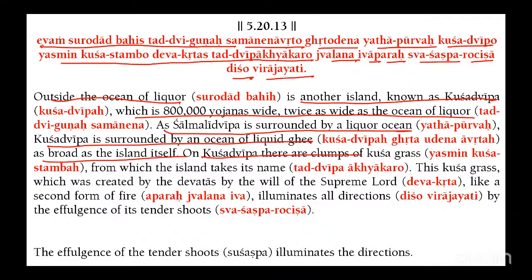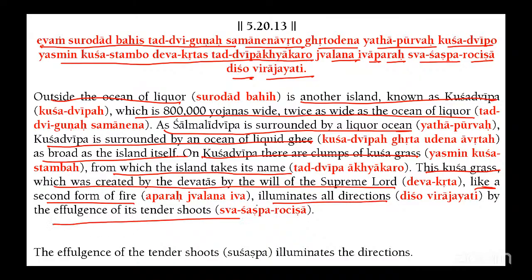On Kushadvipa, there are clumps of kusha grass, from which the island takes its name. The kusha grass, which was created by the Devatas by the will of the Supreme Lord, like a second form of fire, illuminates all directions by the effulgence of its tender shoots. The effulgence of the tender shoots of this Kusha grass actually illuminates the whole island.